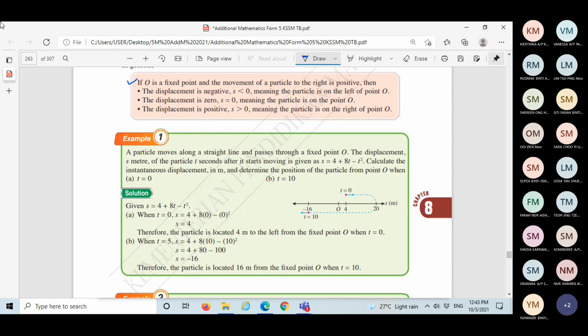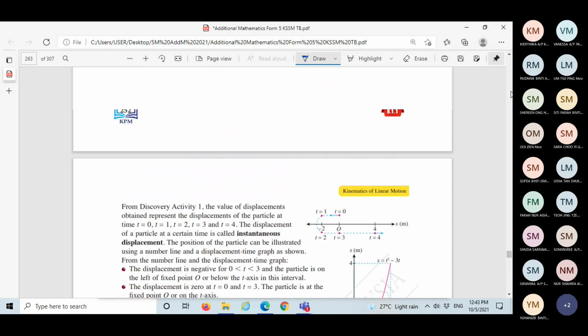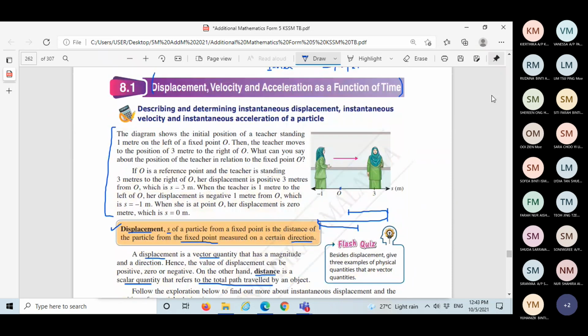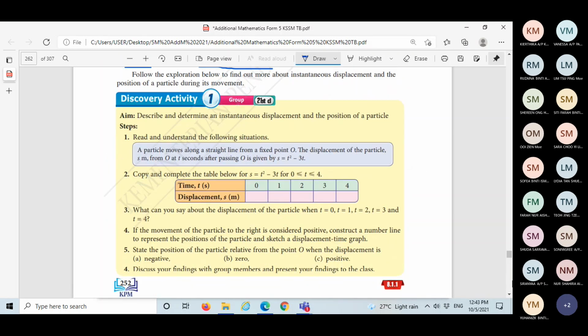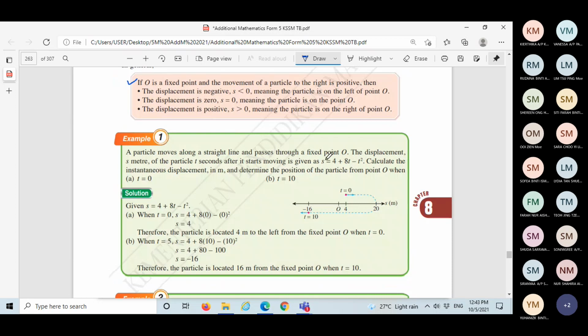A particle moves along a straight line and passes through a fixed point O. The displacement S meter of the particle t second after it starts moving is given as S equals 4 plus 8t minus t squared. So the displacement is given as a function of time. This is our title, refer back to the index for today: displacement, velocity, and acceleration as a function of time. This is the meaning.